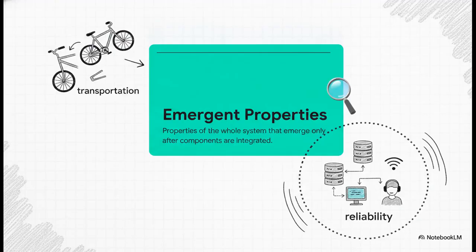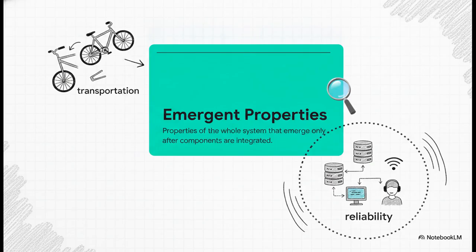Let's shift our focus to why these systems are so notoriously challenging to engineer perfectly. There are three core characteristics of socio-technical systems that create this difficulty, starting with the first one, emergent properties. Now, what does that mean? An emergent property is a characteristic of the system as a whole that only emerges once the system components have been integrated. It does not belong to any individual part.